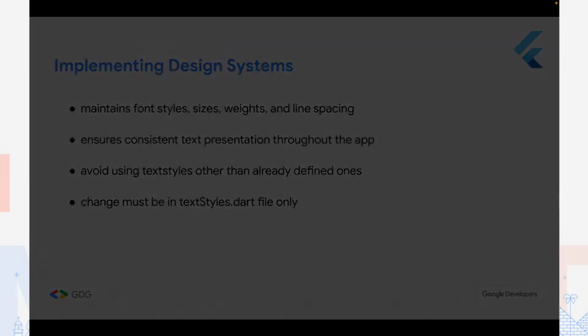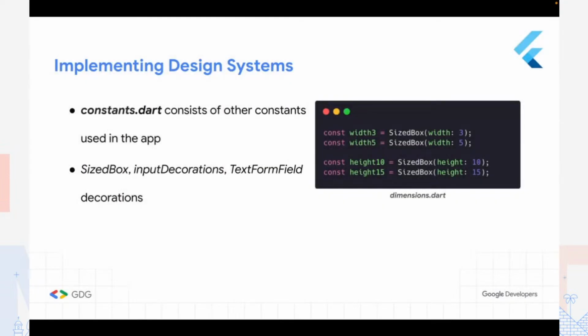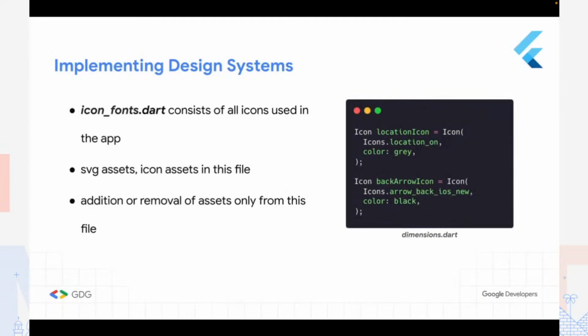So that was about textiles.dart. We now have icon_fonts.dart. And like I said, this is a place where we will be having our icon constants. You can have your SVG string constants, image.asset constants, strings, all of that in icon_fonts.